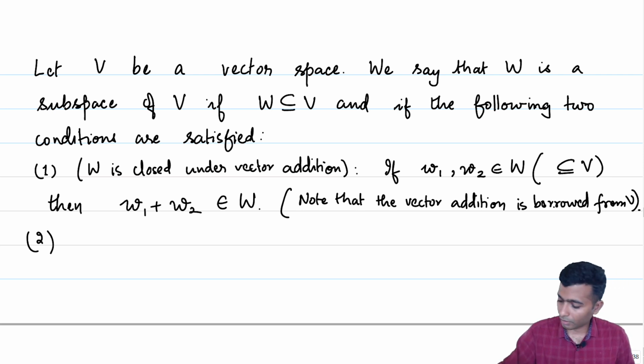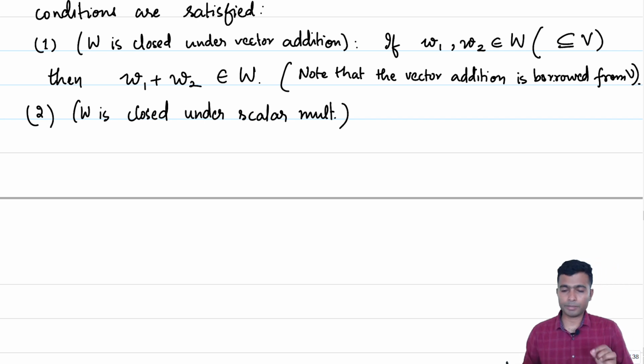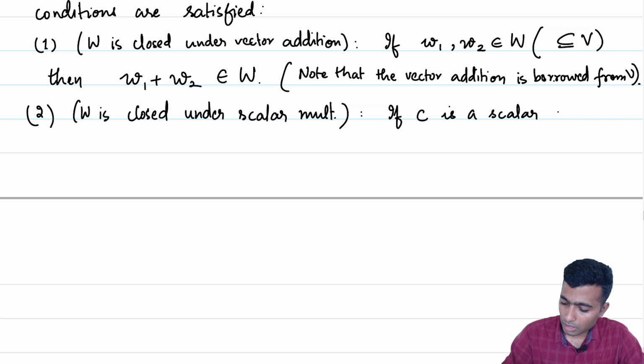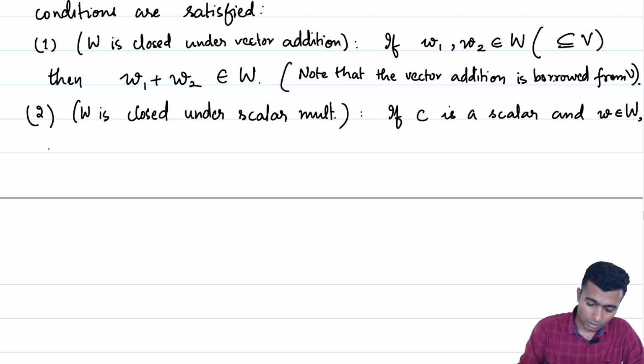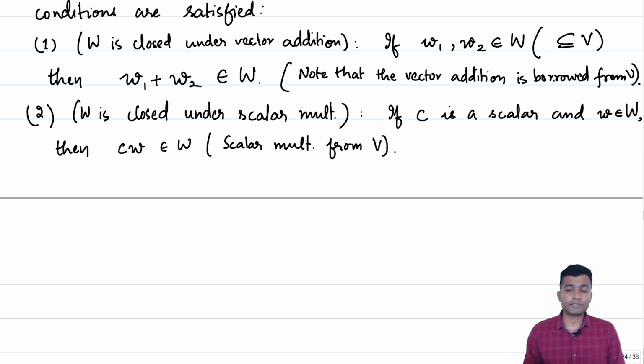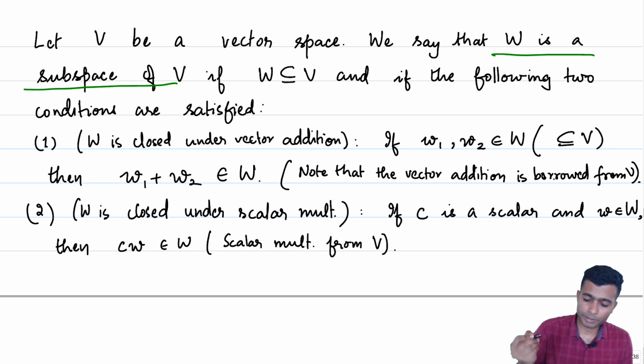Not just vector addition, we also demand that W is closed under scalar multiplication, i.e., if c is a scalar or a real number and small w is an element of capital W, then c times w is in capital W. And just like in the previous case, the scalar multiplication is borrowed from capital V. So, if these two conditions are satisfied, then we say that W is a subspace of V. Sometimes it is also traditional to call it a vector subspace of V.